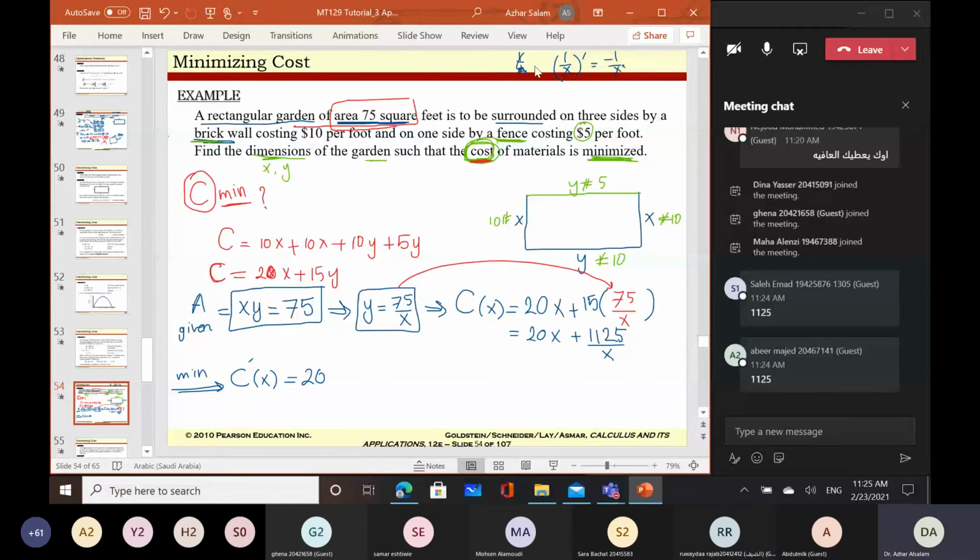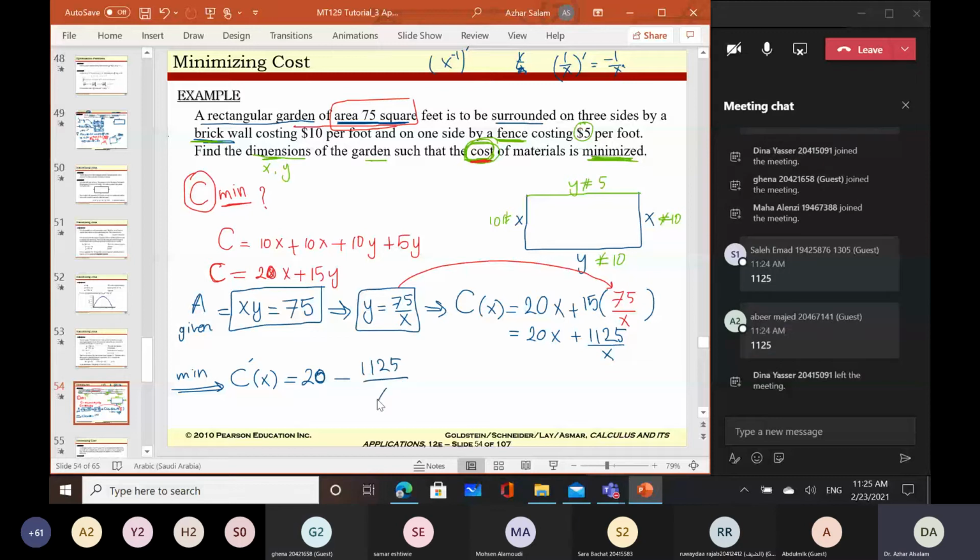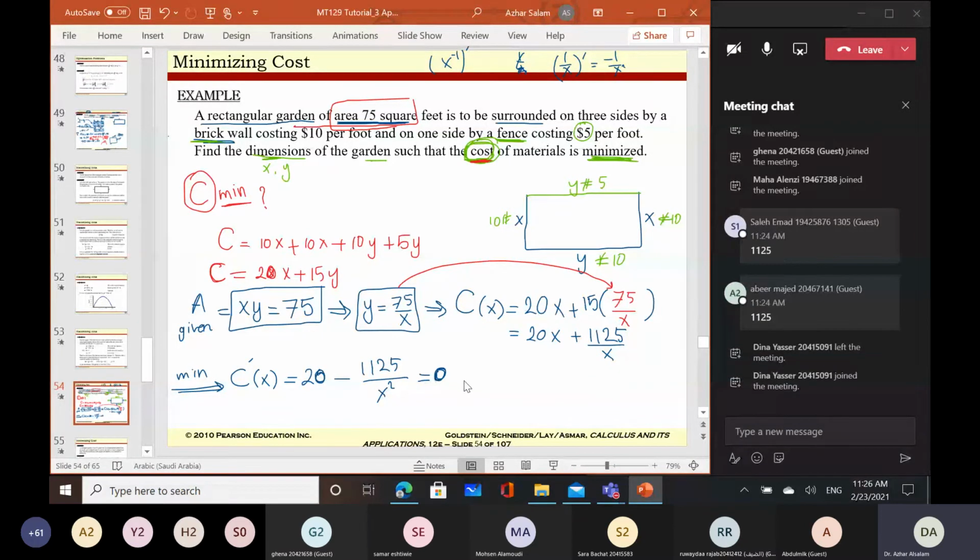You can check by writing x to the minus 1 and taking the derivative. You will find that it is equal to minus 1 divided by x square. So I write immediately the solution: minus 1125 divided by x square. Do you know where this came from? From the derivative of 1 over x. This is a constant, so I don't change it. Plus 1 over x, the derivative is minus 1 over x square. This is the derivative. Now I will find the critical point by making it equal to 0.